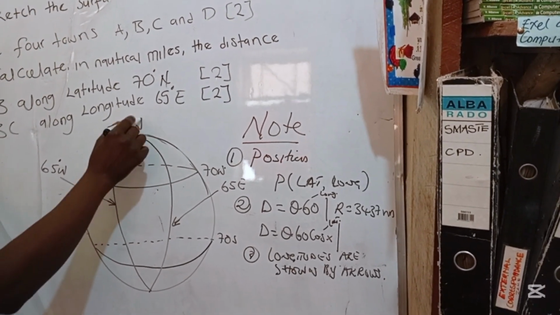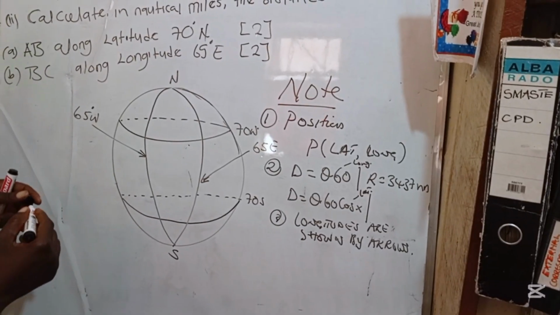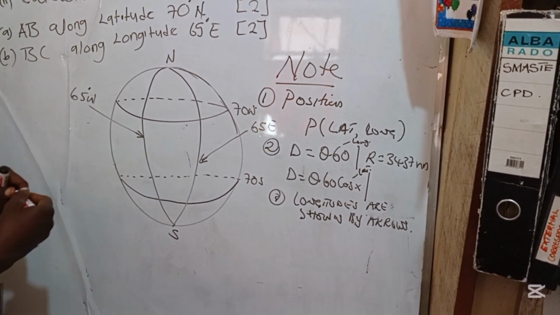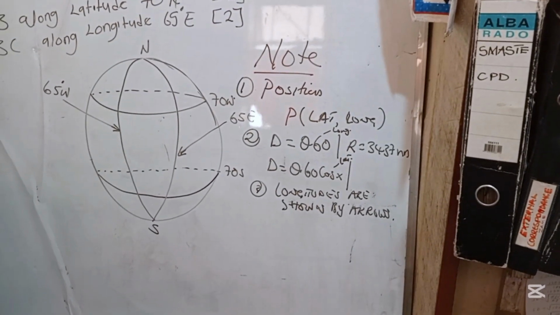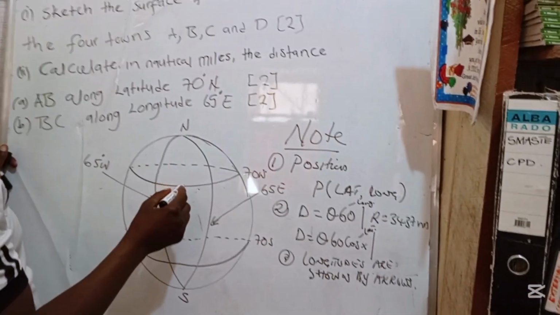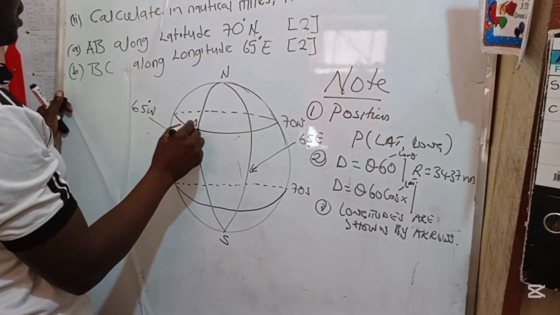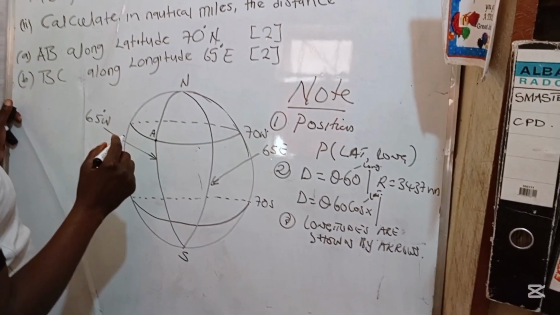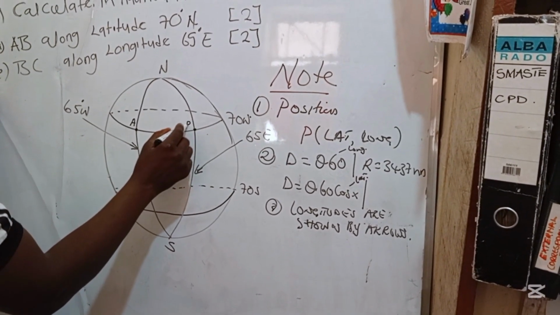This is the north, this is the south. Please, you are sketching. What else are they talking about? They are saying I should show clearly point A. So I start now showing the point A. I can see this one is 70 north and it is somewhere there. So this is my A. What else? My B is 70 north. And this is my B.